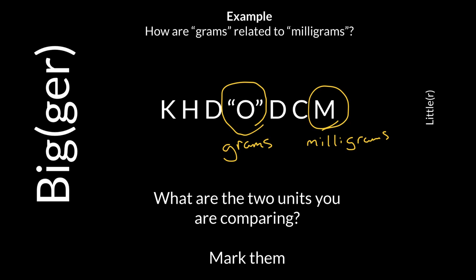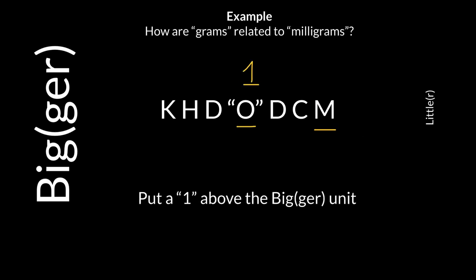But after you've marked those two, you need to figure out which one's bigger. Okay. And we talked about this, remember, that the one that's farthest to the left is the bigger one. Okay? And the one that's farthest to the right is the littler one. And what I want you to do is just put a 1 above the bigger unit. So in this case, our base unit, our grams, is the bigger one, so I put a 1 over the top of that.